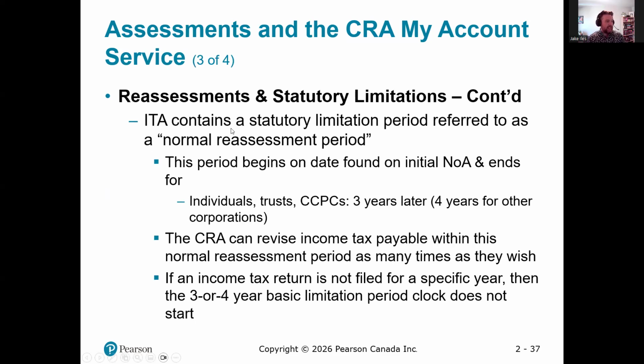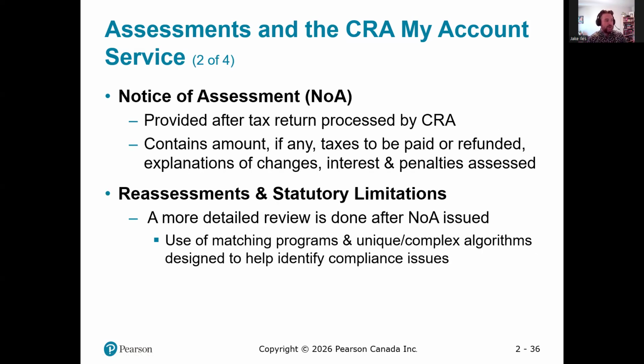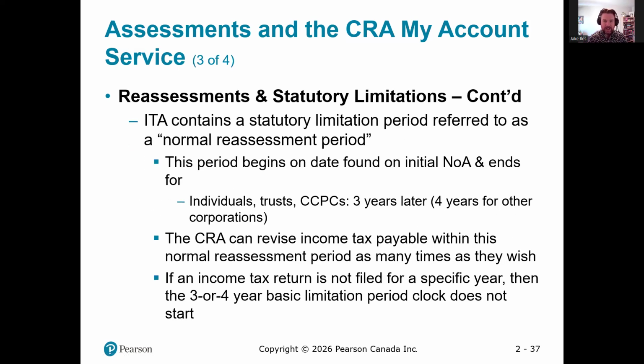So the Income Tax Act contains a statutory limit referred to as a normal reassessment period. This period begins on the date of the initial notice of assessment. So I filed my tax return. That initial notice of assessment is the CRA recognizing they've received a return, having a preliminary look at it, saying, okay, we don't disagree with anything, please pay the $12,000. Once that notice of assessment is mailed, that's the start date of 3 years.